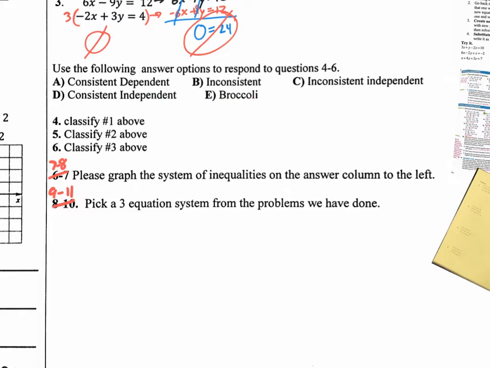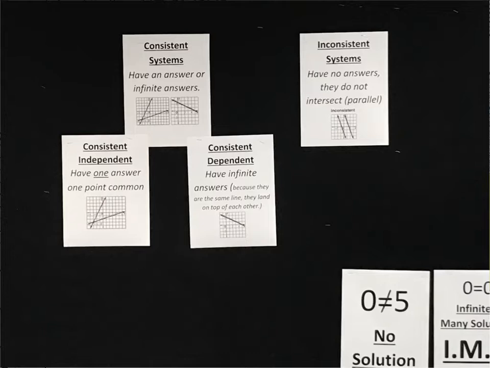So the way to get an understanding for this would be to look at the wall right there, and on the wall it shows the 3 options that you truly have. Consistent means that you either have one answer or infinite answers. Inconsistent means that they're parallel, there is no answers. So you have one of these 3 options: consistent independent, consistent dependent, or inconsistent.